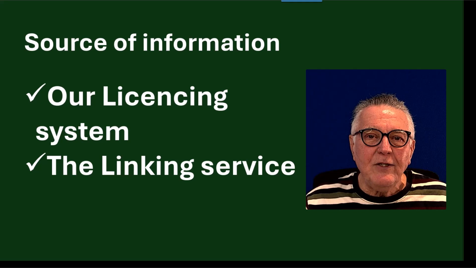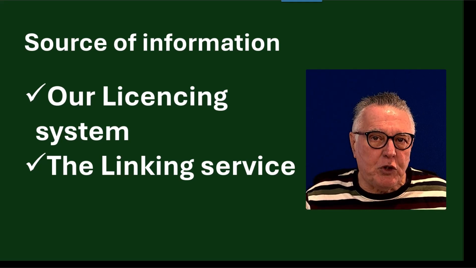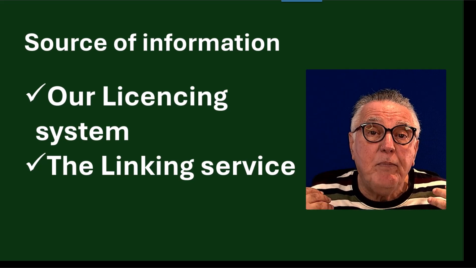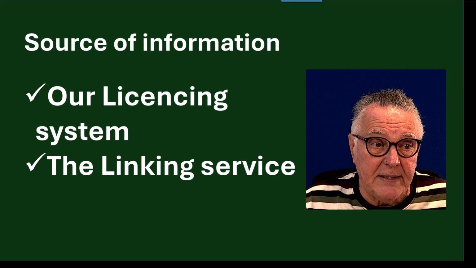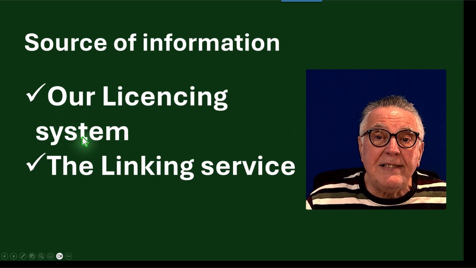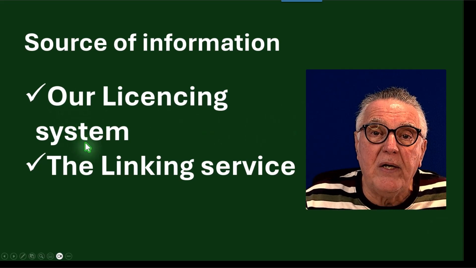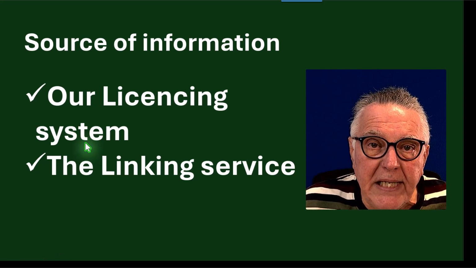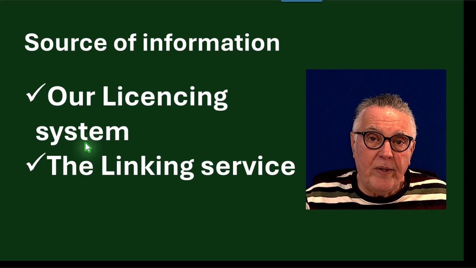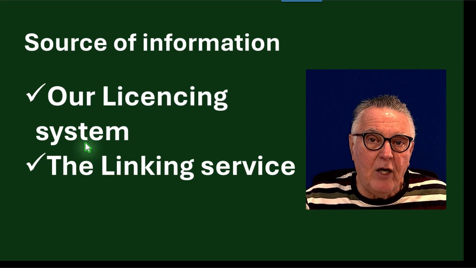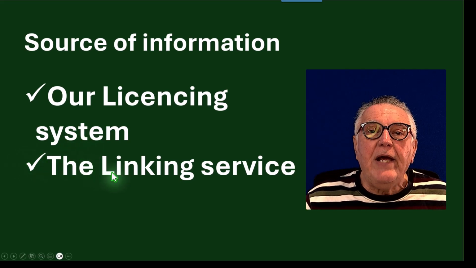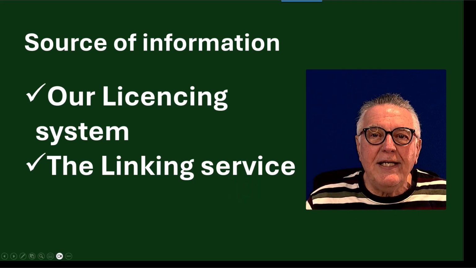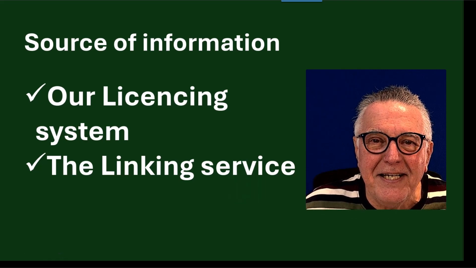So let's move on. What we're going to do is look at two sources of popularity and also proven results of our EAs. The first one is our licensing system. As you know, when you buy one of our EAs, it is a licensed EA, and we make sure that all of our EAs are licensed when they are used. It's a way of protecting our intellectual property too. Then we're going to have a look at our linking service, because that is where EAs get proven. Let's start with the licensing information.